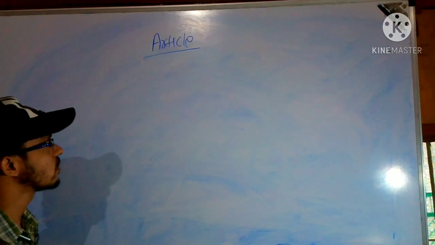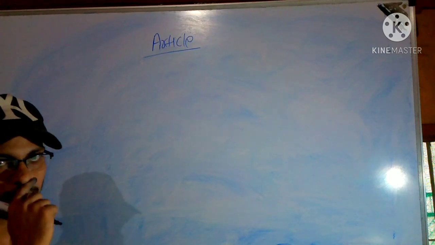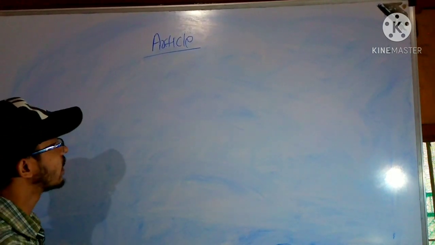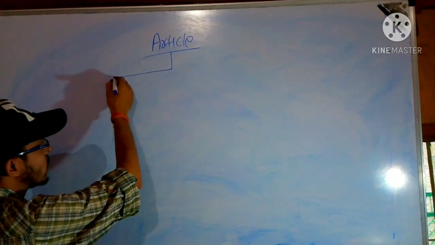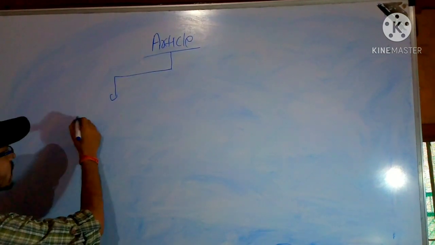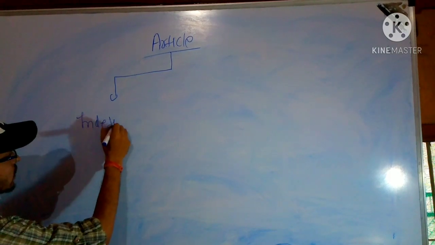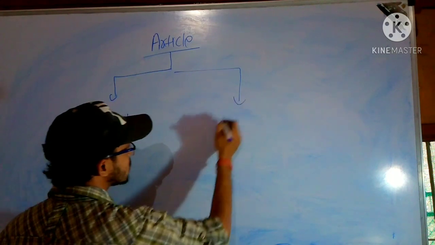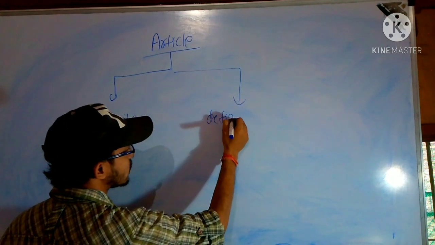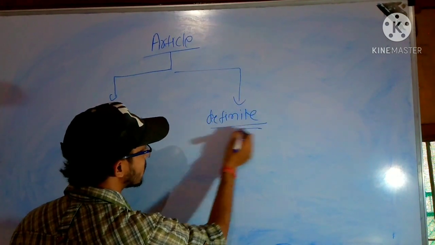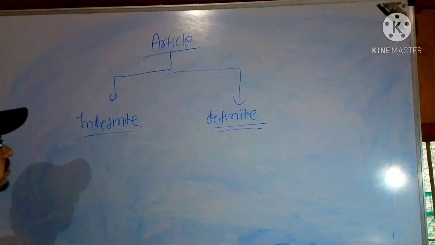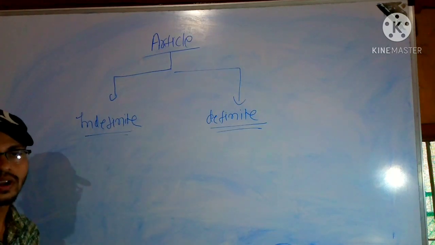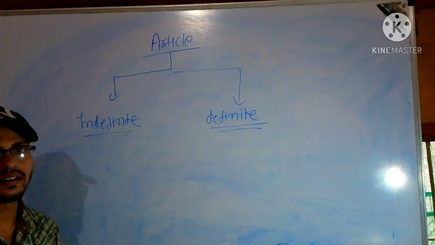So let's begin the topic first. What kinds of articles are there? In this video, we're going to categorize them into two. Articles are of two types: indefinite article and definite article. What is an indefinite article and what is a definite article?